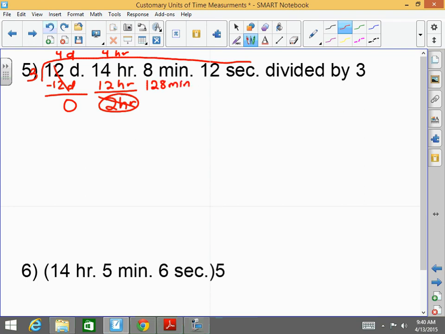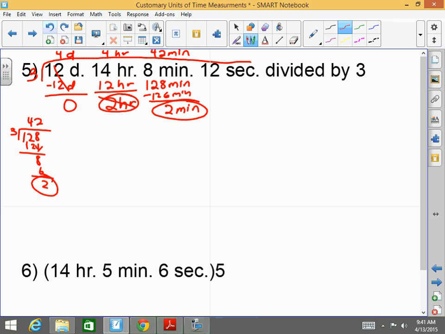3 goes into 128. Let's see. 3 goes in 4. Drop down that 8. That goes 2. Okay. So it goes in 42 times. But what's left over? 2 minutes. So this is minus. Let's see. So 42, that's 126. So I have 2 minutes left over. What do I do with those 2 minutes?